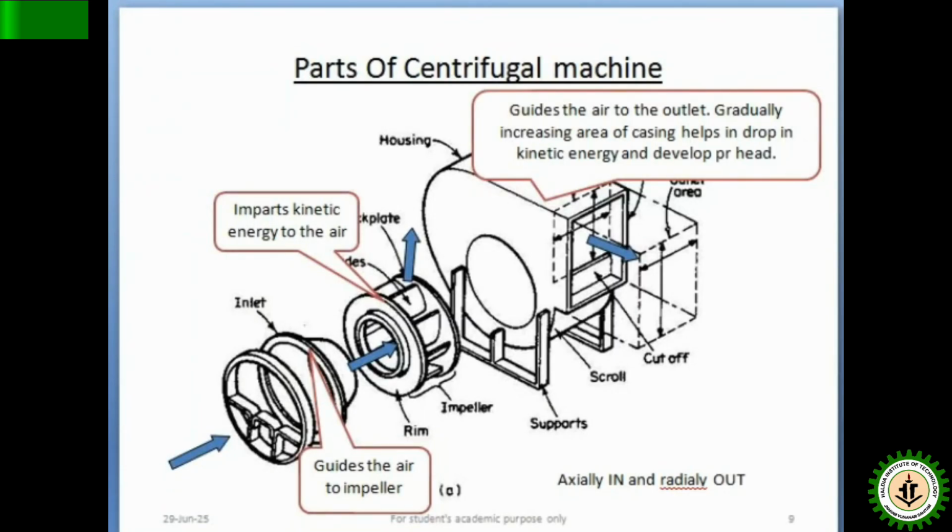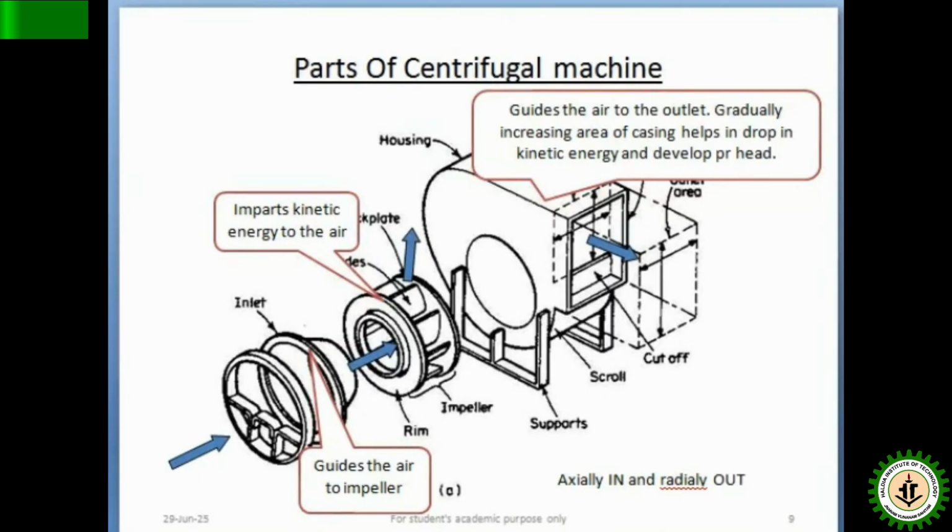Now the impeller imparts kinetic energy to the air. This is the impeller, it is written here. Now moving here, it guides the air to the outlet, and the gradually increasing cross section of the casing helps to drop the kinetic energy and develop pressure head. So this is how things move, as I explained to you.